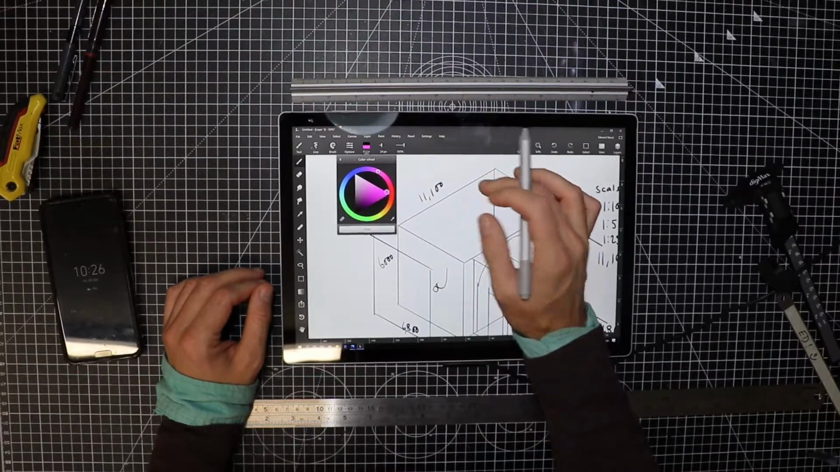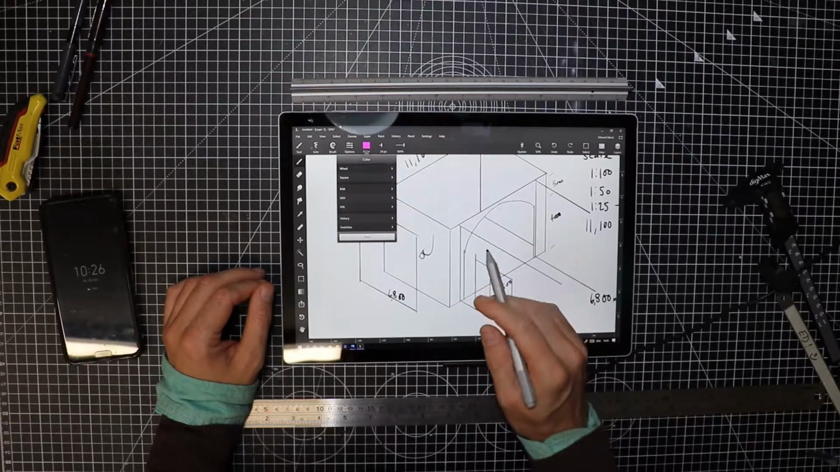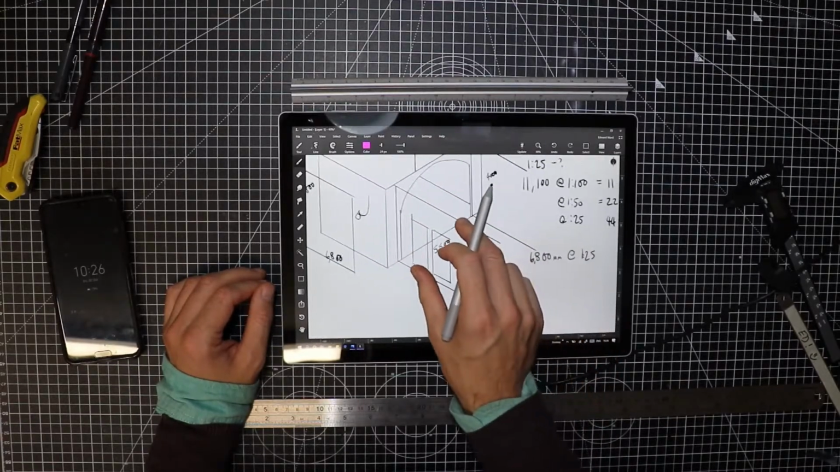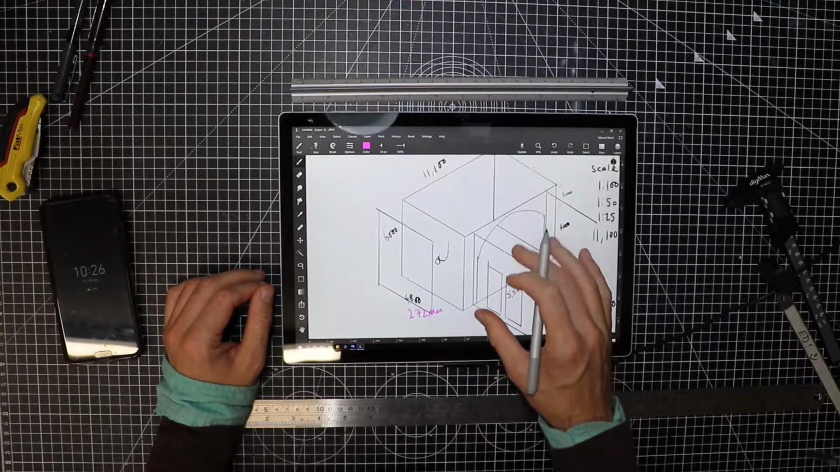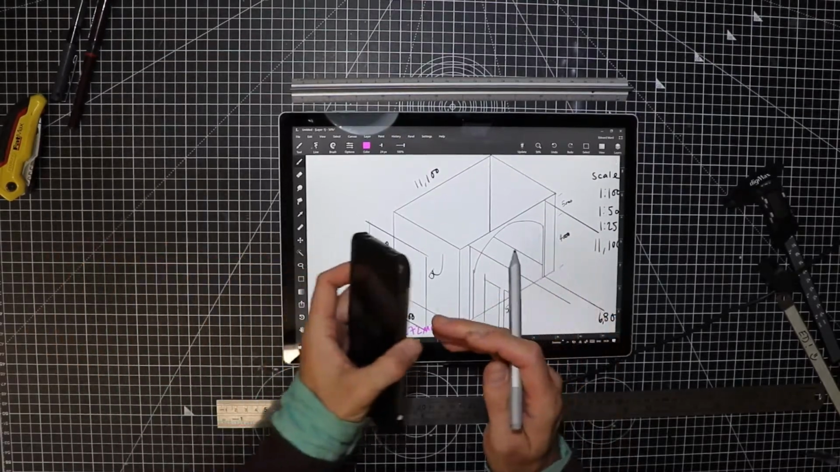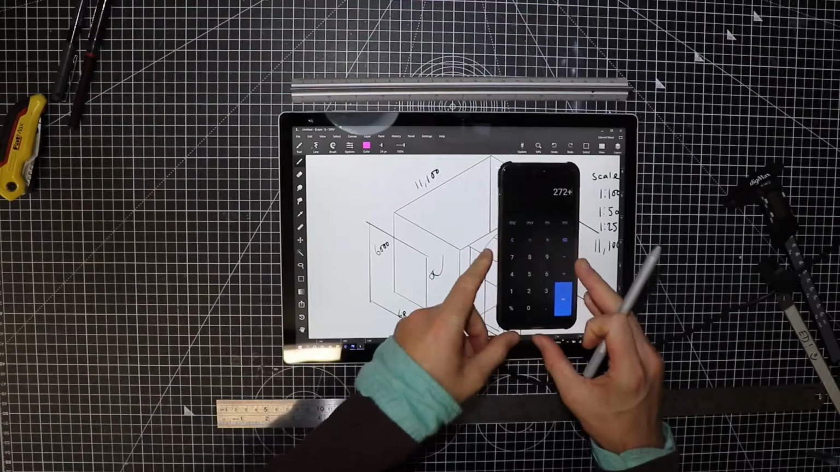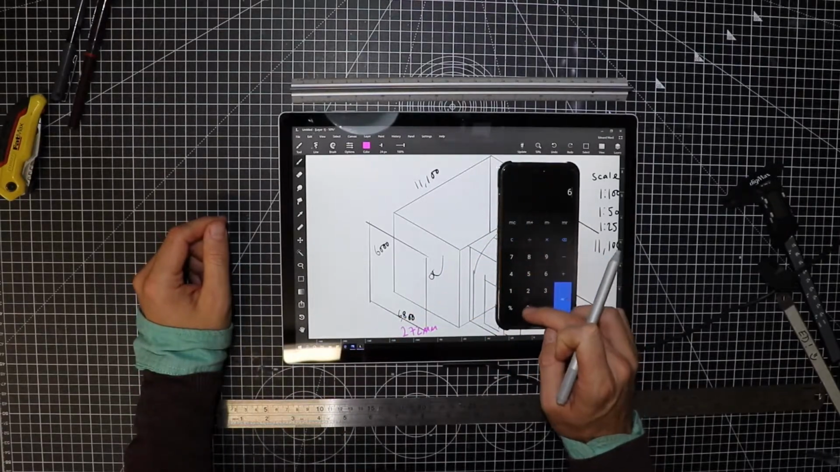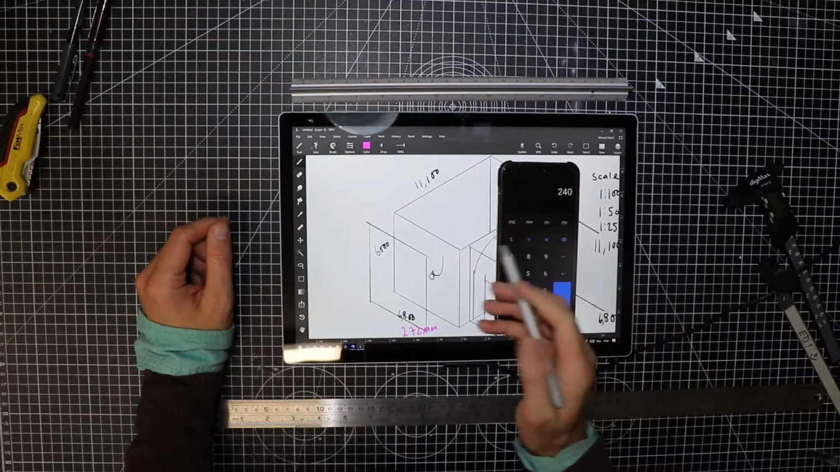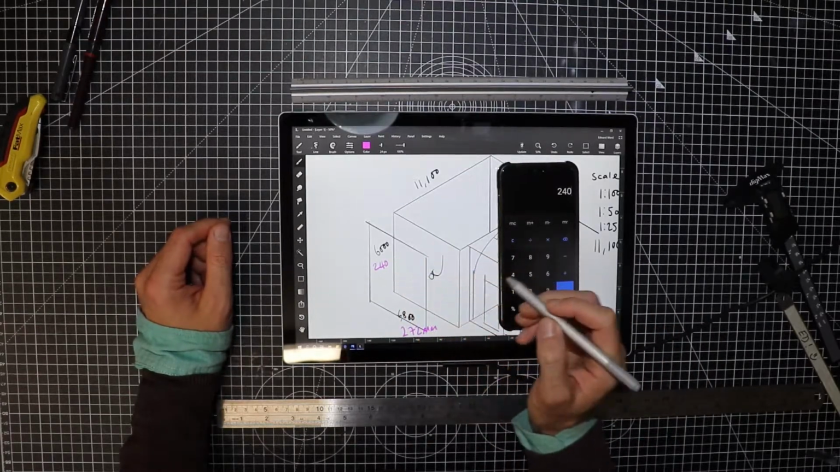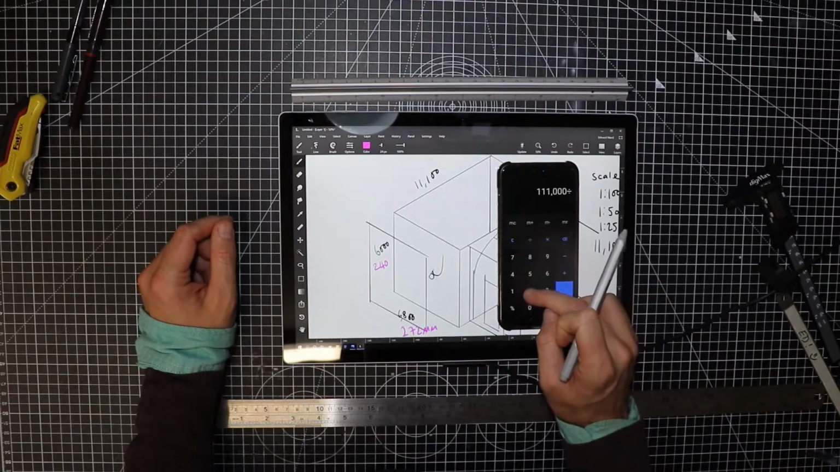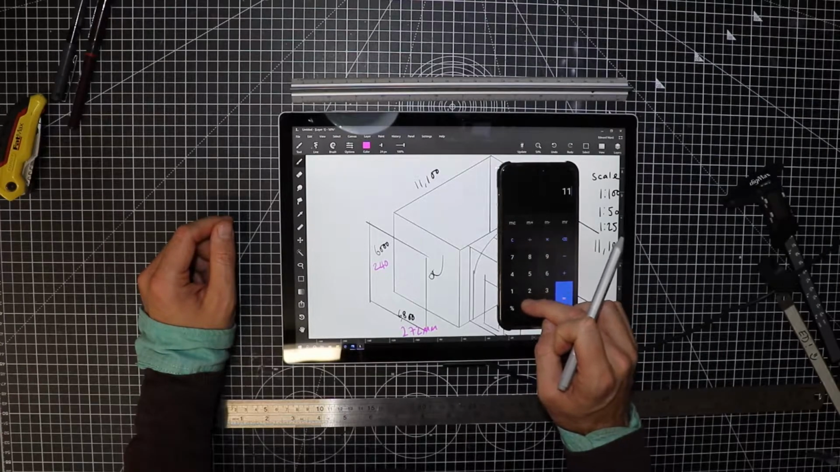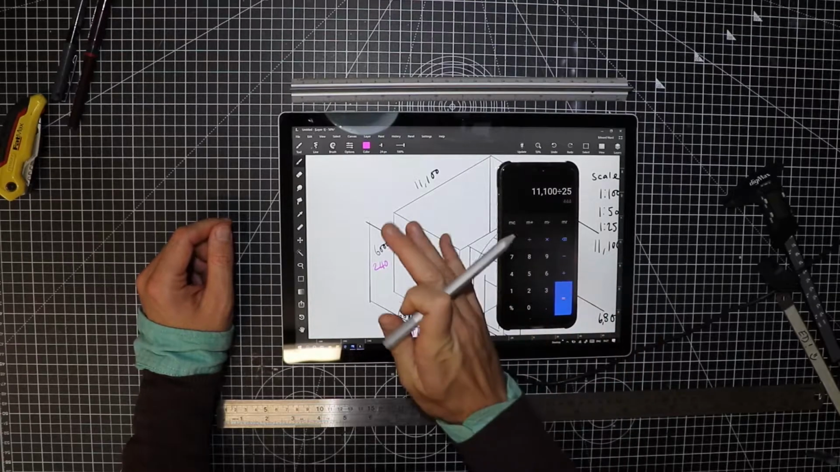Let's use this nice vibrant magenta. So we know that at 1 to 25 this measurement is going to be 272. We know that the height's at 6,000. Our rulers don't go this high, so let's use the calculator. 6,000 divided by 25, 240. 11,100 divided by 25, it's 444.